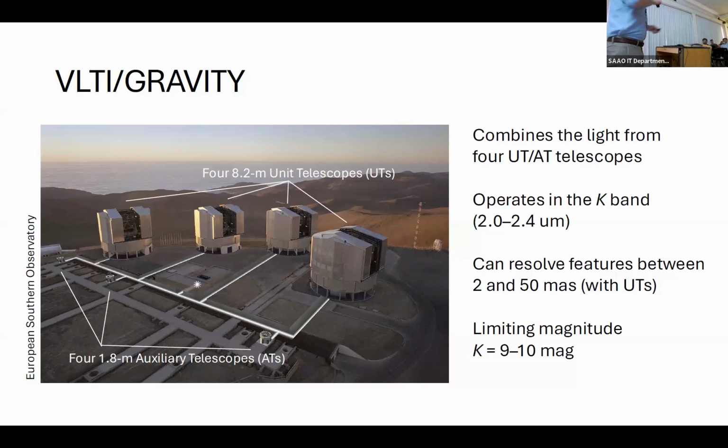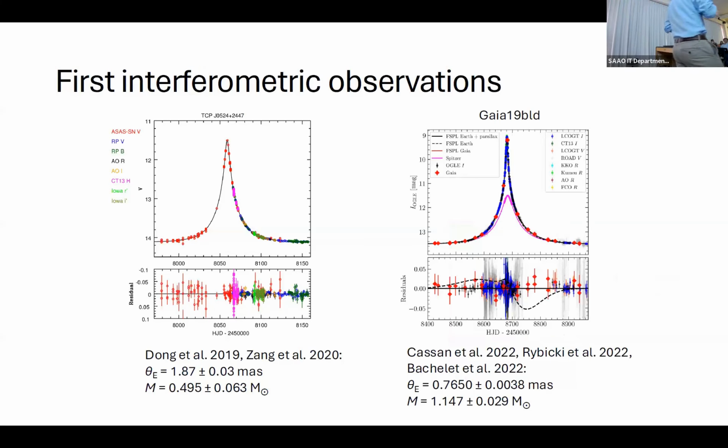Because the separation between the telescopes is on the order of 100 meters, this allows you to resolve objects that are as close as 2 milliarcseconds away from each other. And although we are using one of the largest telescopes in the world, GRAVITY is able to observe only relatively bright targets, brighter than 9 to 10 magnitudes in the K-band. As you probably know, microlensing events that bright are very rare. So basically, we had only a few chances to use interferometers, such as GRAVITY, to study microlensing events.